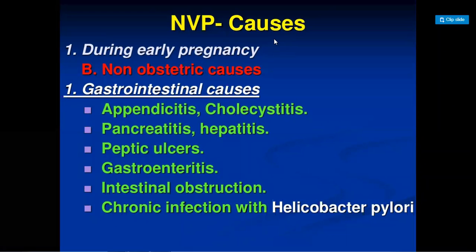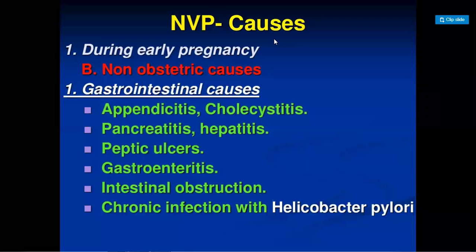Next is cholecystitis, pancreatitis and hepatitis. In pancreatitis, the pain is in the epigastric region. What is the reason behind it? Because of the anatomical location of the pancreas, the pain is going to be there. While in hepatitis, there is additionally the presence of icterus, which is not present in cases of simple nausea and vomiting. So that basic knowledge you should have, that is how you differentiate between nausea and vomiting of normal pregnancy and that of a non-obstetric cause.